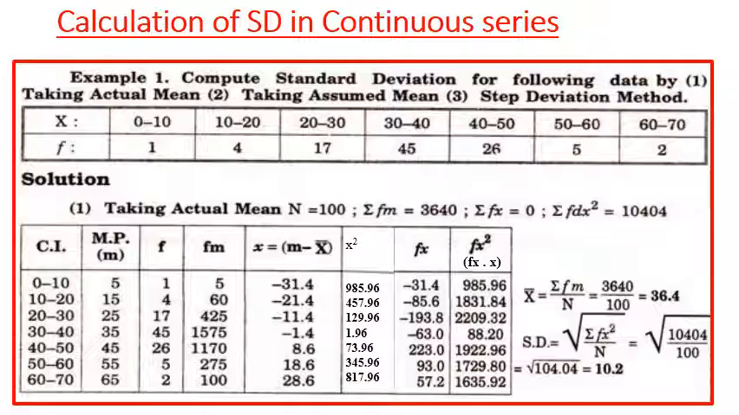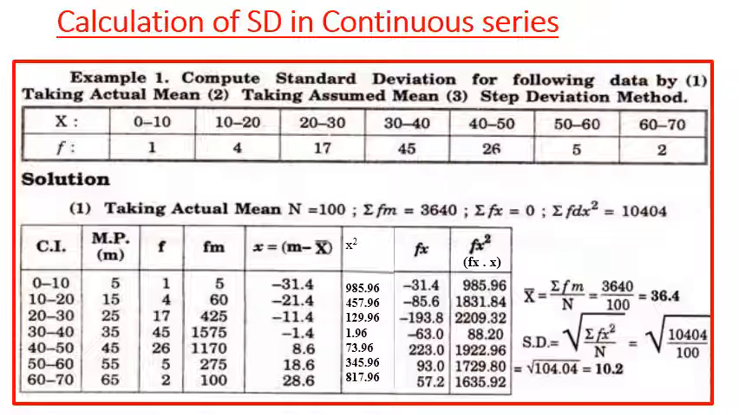Then you have to square the deviation, x square. 31.4 into 31.4 is 985.96. 21.4 square is 457.96. 11.4 square is 129.96. 1.4 square is 1.96. 8.6 square is 73.96. 18.6 square is 345.96, and 28.6 square is 817.96.